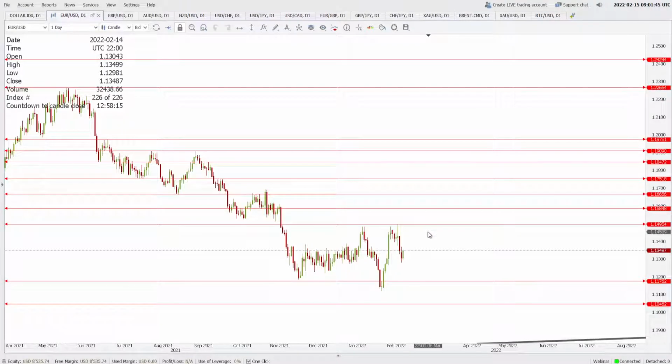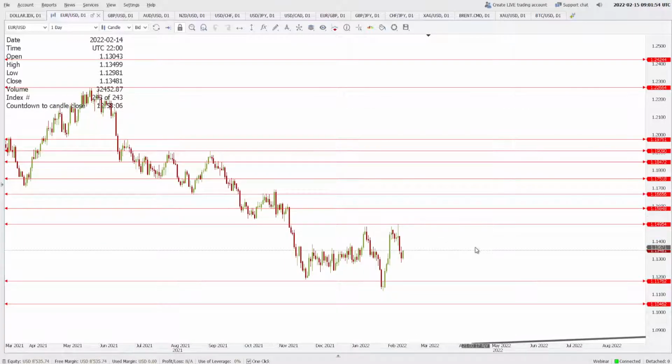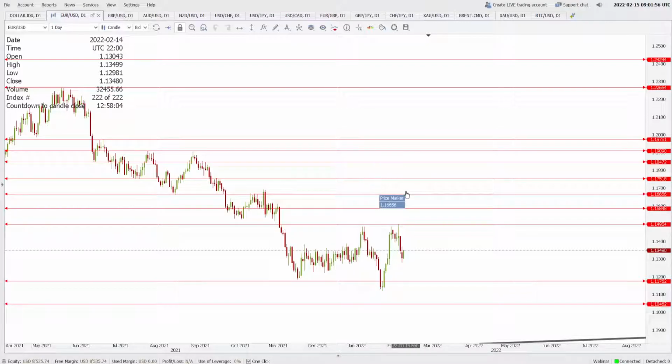And the resistance is at 1.1495, where you should actually be looking for a selling opportunity. If not this, then 1.1584 and so on. These are the levels that I have marked on my charts, and yes, they are important.